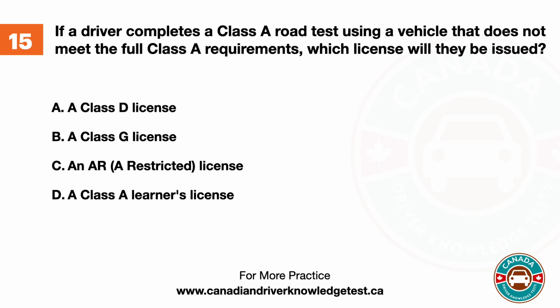Question 15. If a driver completes a Class A road test using a vehicle that does not meet the full Class A requirements, which license will they be issued? A. A Class D license. B. A Class G license. C. An AR, a restricted, license. D. A Class A learner's license. The answer is C. An AR, a restricted, license.